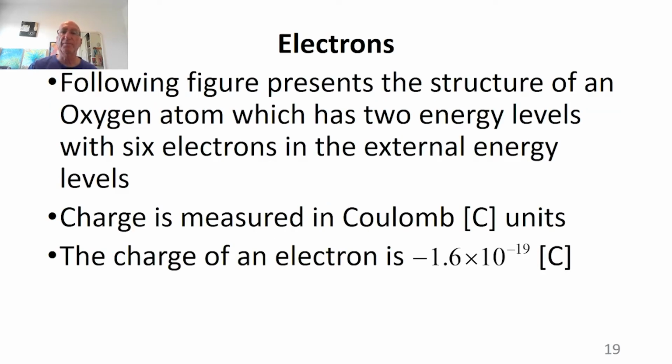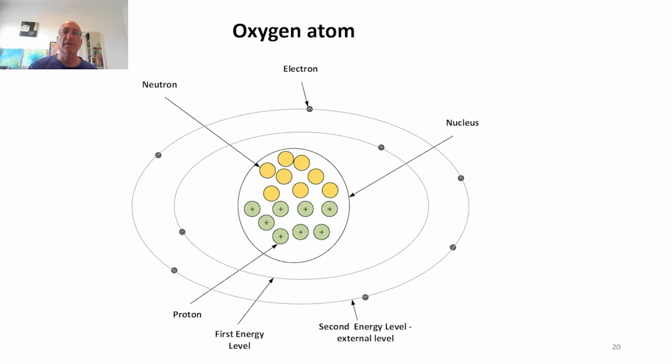Following the figure that presents the structure of the oxygen atom, which has 2 energy levels with 6 electrons in the external energy level. Charge is measured in Coulomb and designated by the letter C. These are the units. The charge of an electron is minus 1.6 multiplied by 10 to the power of minus 19 Coulomb. This is the oxygen atom. We can see the oxygen atom has 8 protons, 8 neutrons, and 8 electrons in 2 different energy levels or 2 different shells.